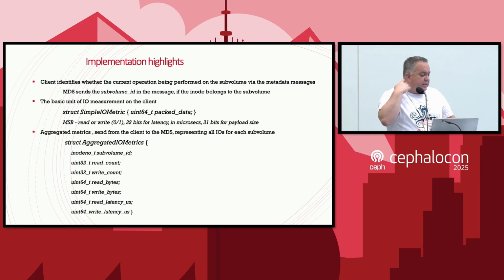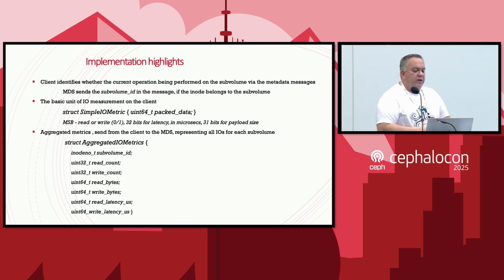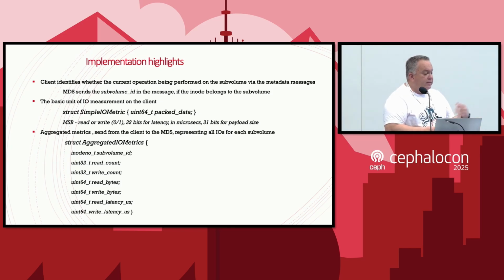The next struct that we use on the MDS, on rank 0 to be precise, is the aggregated I/O metrics. I think it's more or less self-explanatory in terms of what information it holds. We have the subvolume ID, read count, write count, read bytes, write bytes, and the latencies. So this struct holds the information per subvolume. It is aggregated metrics, and it can, for example, describe the last thousands of operations from a given subvolume from many clients that may perform I/O on the same path.